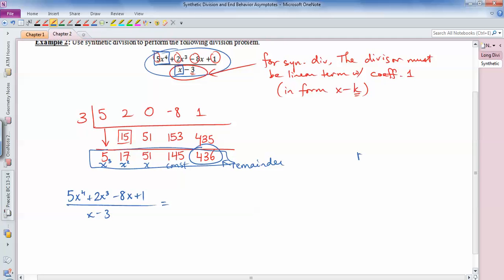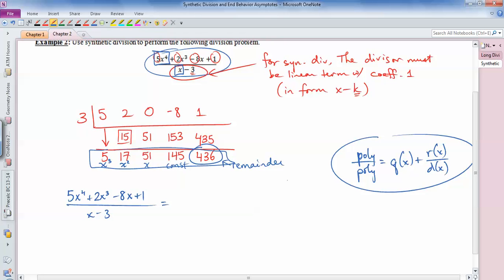So rational, so like polynomial divided by polynomial. You can always write that as quotient plus remainder over divisor. That we talked about in our last video. So in this one, my quotient is 5x cubed plus 17x squared plus 51x plus 145. And my remainder is 436 over my divisor, x minus 3.